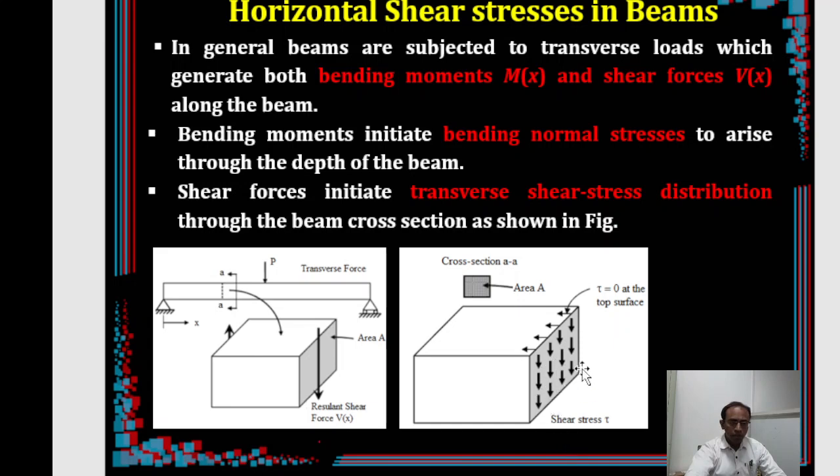Now the question is about the shear stress developed. Here are two questions we can ask. Where is the horizontal shear stress here? We don't find it anywhere, so where is it coming from? And another point is whether the shear stress that is developed is uniform across the cross section. These are the questions that we have to answer.